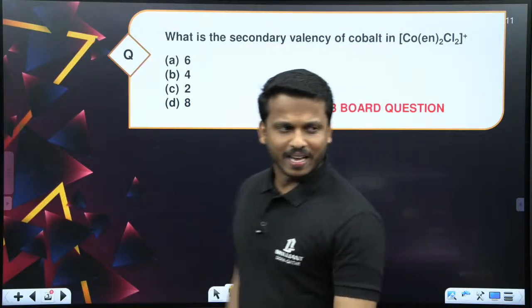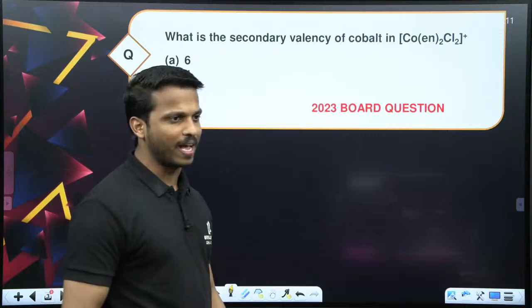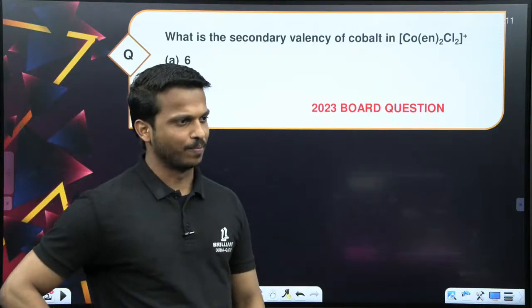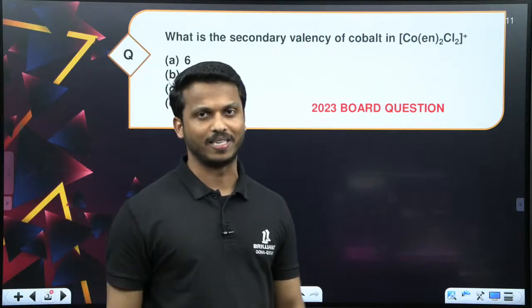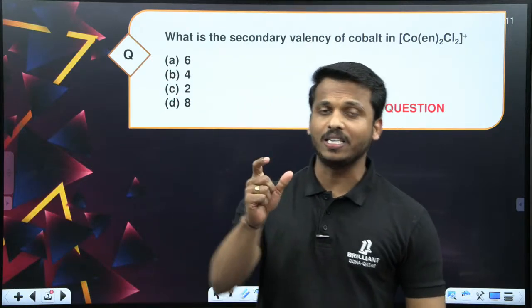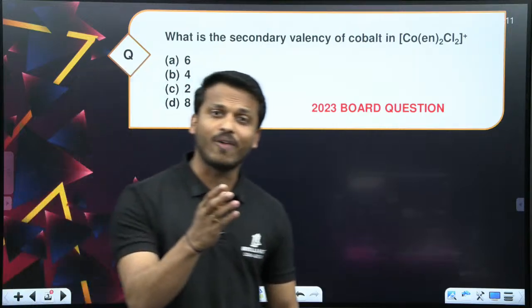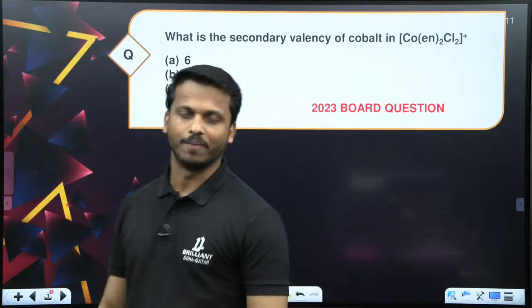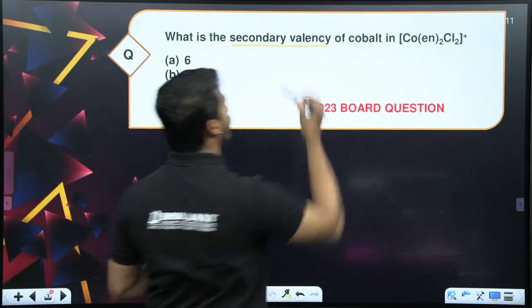What is the secondary valency of the cobalt in this complex? [Co(en)2Cl2]+. You know the meaning of secondary valency and primary valency, right? Primary valency gives you the oxidation state of the metal, and secondary valency gives the coordination number of the complex of the metal. So what is the secondary valency? They are asking what the secondary valency is.